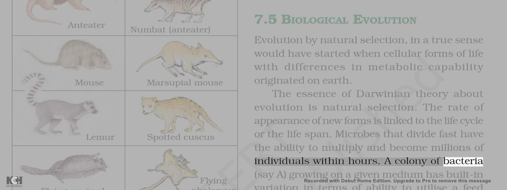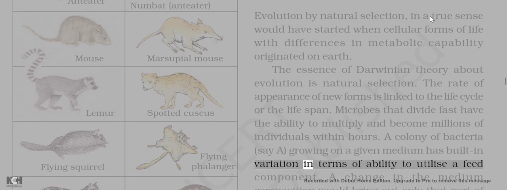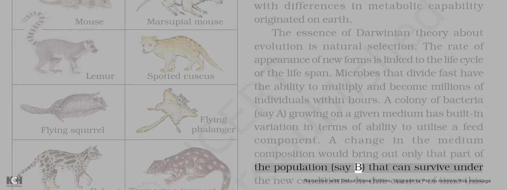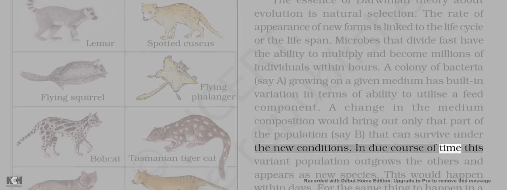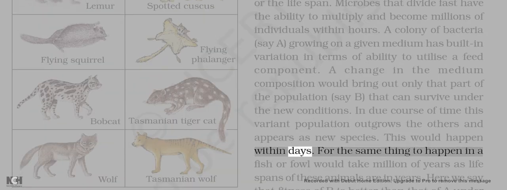A colony of bacteria, say A, growing on a given medium has built-in variation in terms of ability to utilize a feed component. A change in the medium composition would bring out only that part of the population, say B, that can survive under the new conditions. In due course of time, this variant population outgrows the others and appears as new species. This would happen within days.